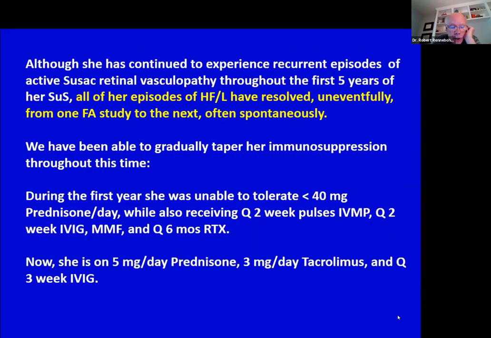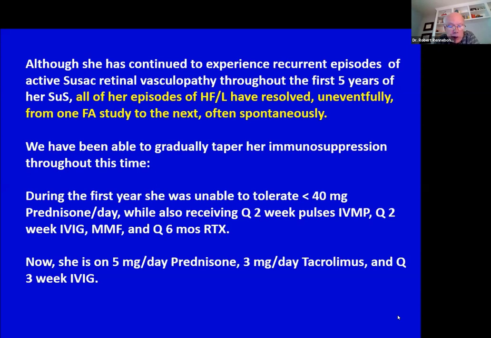Although she has continued to experience recurrent episodes of active Susac retinal vasculopathy throughout the 5 years of her Susac syndrome, all of her episodes of hyperfluorescence and leakage have resolved uneventfully from one FA study to the next, often spontaneously. We've been able to gradually taper her immunosuppression throughout these 5 years.